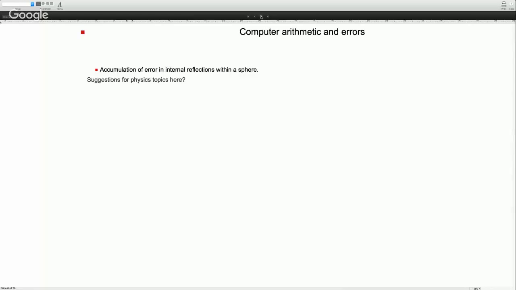So sort of the base, of course, of this is computer arithmetic and errors. And I'm struggling a little to get good physics topics for this. There was a suggestion for accumulation of errors and internal reflections within a sphere, but I'm very much looking here for additional suggestions for physics topics, and if anybody has some that occur to them off the top of their head, this would be a good time to chime in.